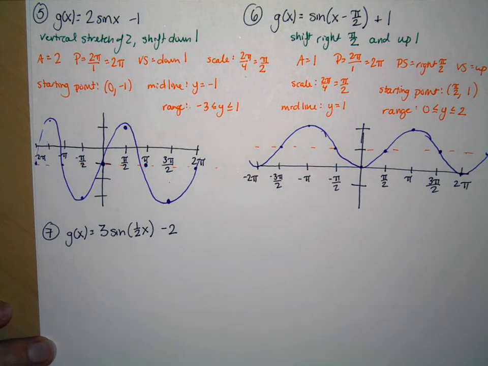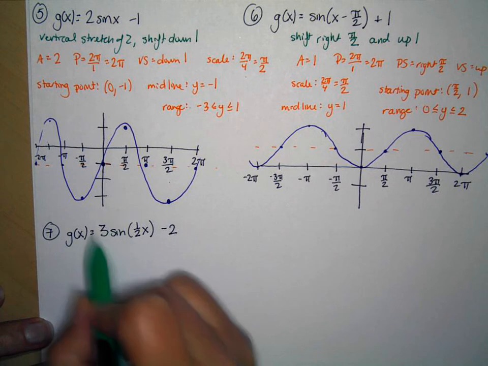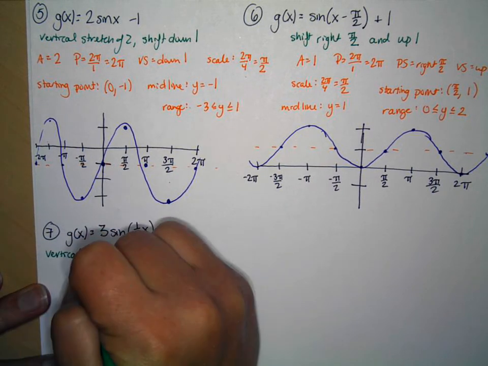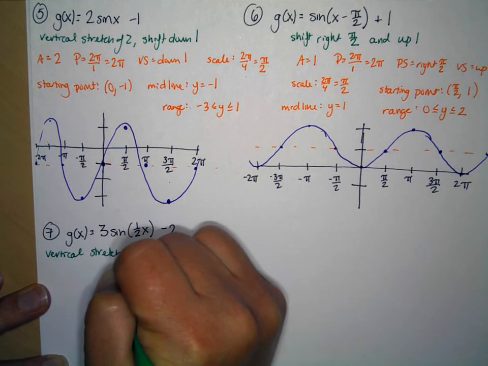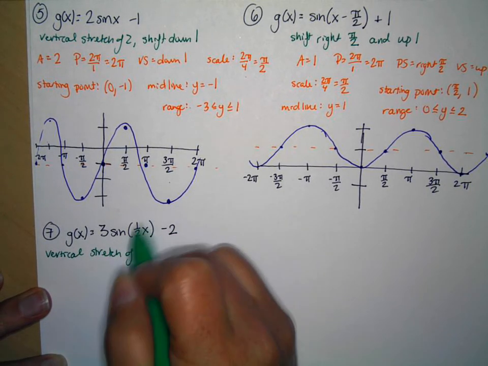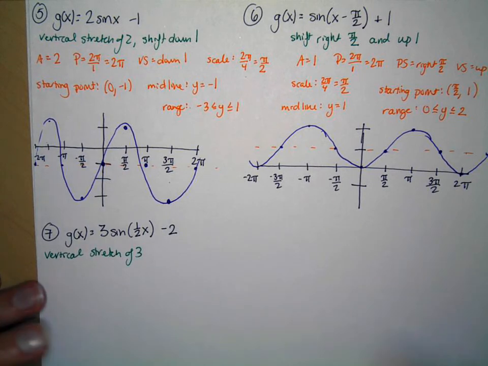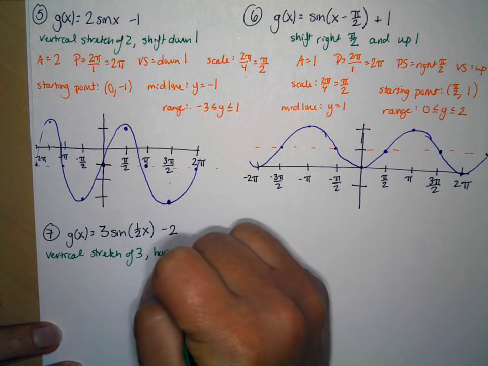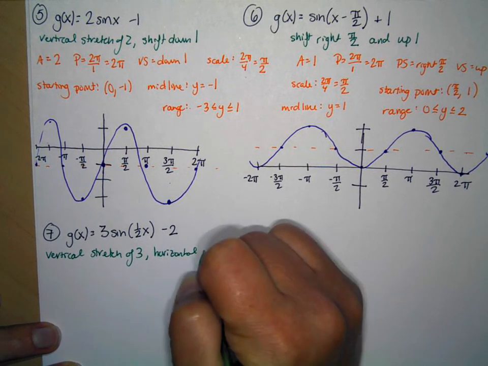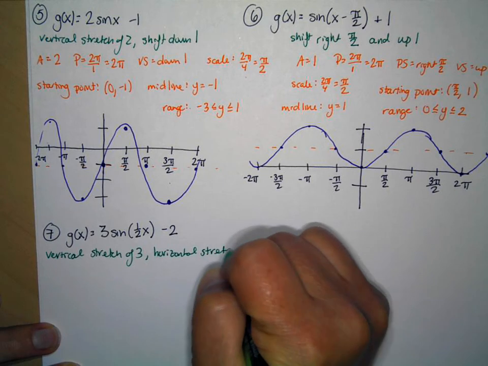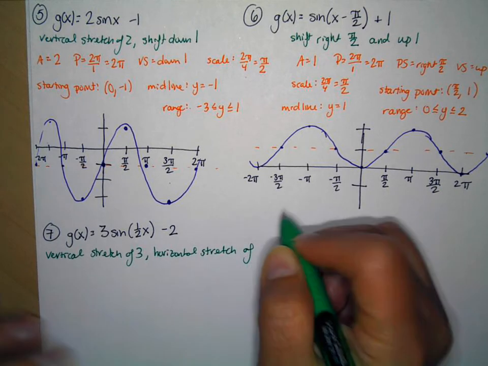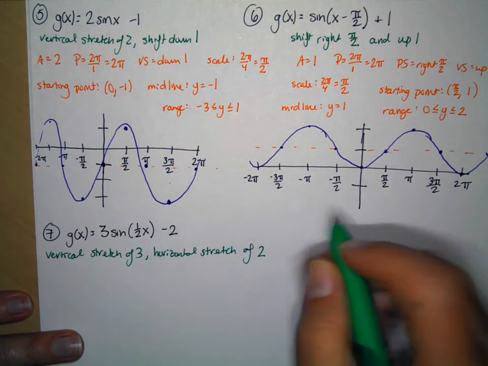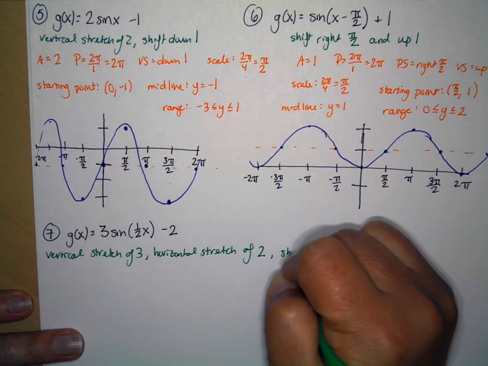If you were going to describe the transformations, multiplying by a number out in front gives us a vertical stretch of 3. Multiplying by 1/2 on the inside is horizontal stretches and shrinks. Remember, those are backwards. So multiplying by 1/2 actually gives us a horizontal stretch by a factor of the reciprocal of 1/2, which is 2 over 1, or 2. And then we have a vertical shift of down 2.